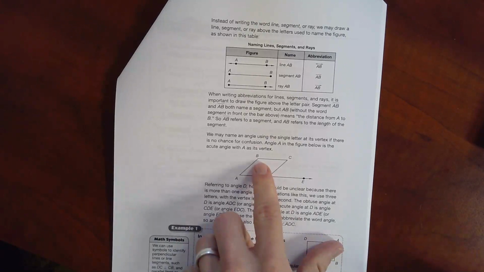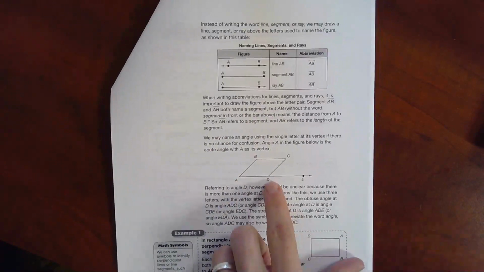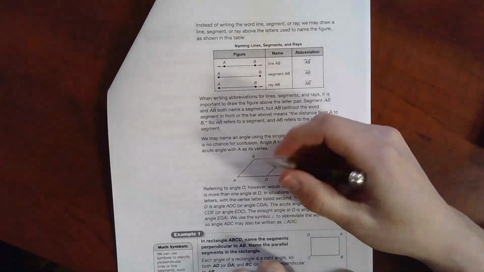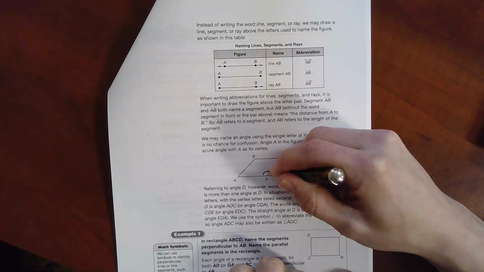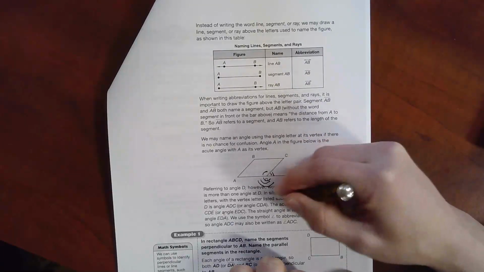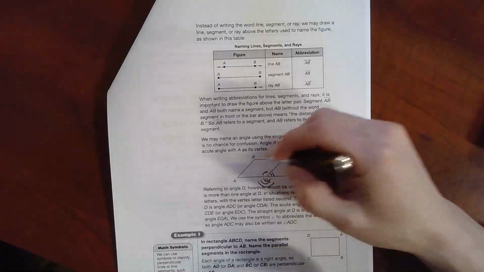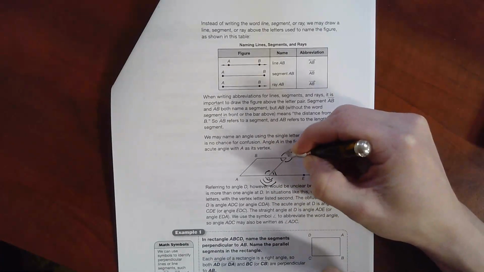We may name an angle using the single letter at its vertex. So angle B, angle C, angle A are all good. However, angle D is going to give you some trouble, right? Because if you just say angle D, you technically have 3 angles that we might be talking about. We might be talking about this, or this angle, the angle on this other side. Technically, all 3 of those are angles. Now, A, B, and C do have 2 angles, right? So there's this angle, and then there's all of this.